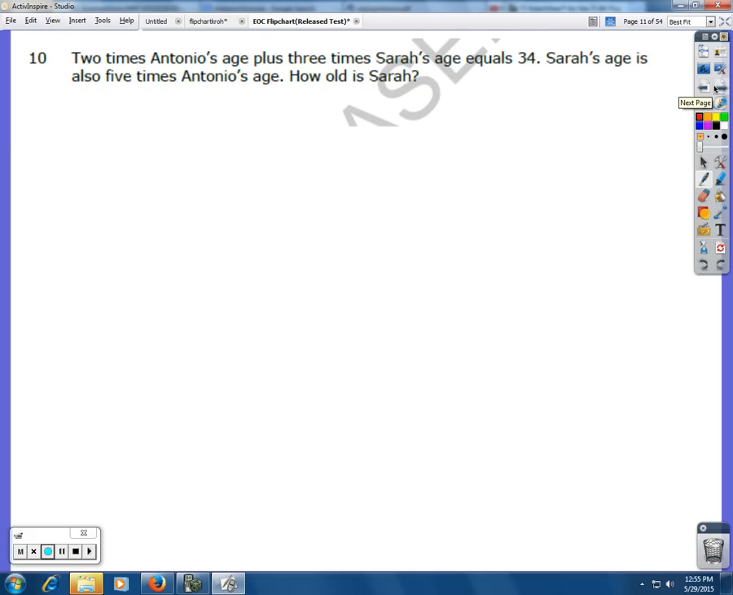Number 10, 2 times Antonio's age plus 3 times Sarah's age equals 34. Sarah's age is also 5 times Antonio's age. How old is Sarah? We're going to take each of these sentences and turn it into an equation. Okay? We have two unknowns here. We don't know Antonio's age, and we also don't know Sarah's age. Okay, so our variables are going to be a and s.